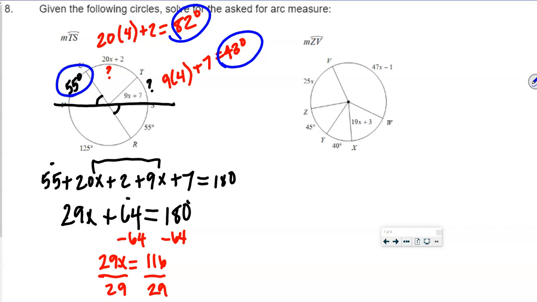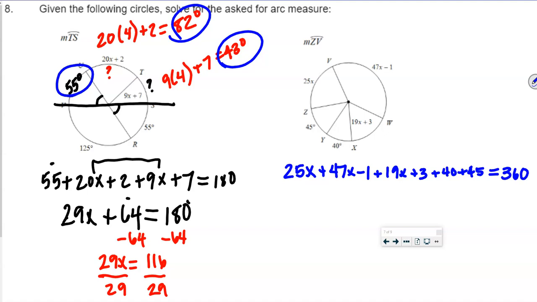So this last one's a little different, isn't it? We don't have any diameters and we don't have any vertical angles. So what are we going to have to do with all of these? Yes, add them all together. So we're going to do 25x plus 47x minus 1 plus 19x plus 3 plus our 40 plus our 45, and all of that's going to equal 360 degrees this time because we have the whole circle, right?